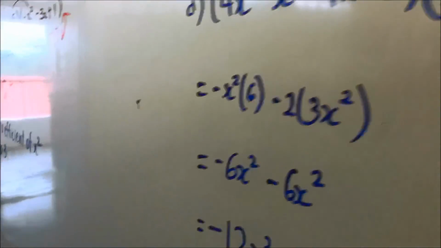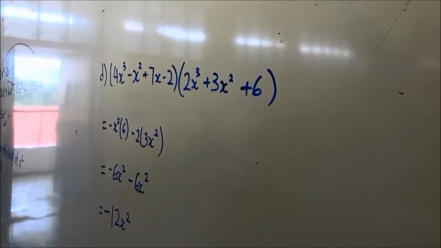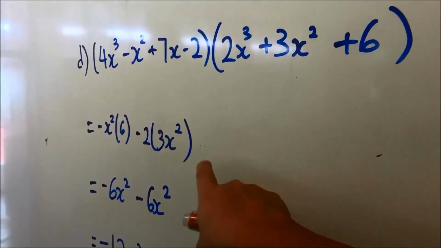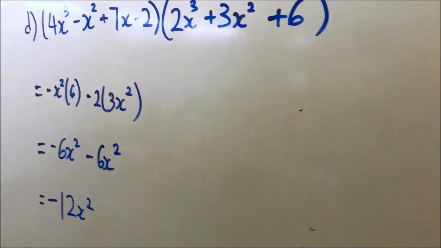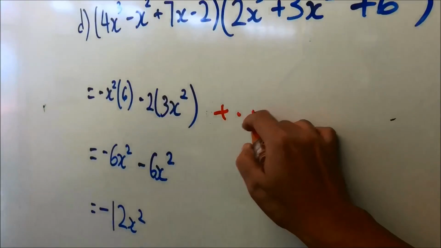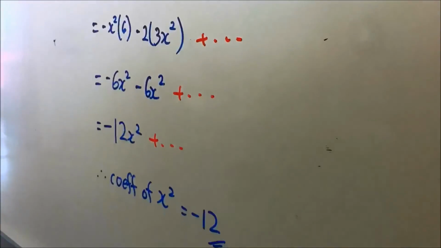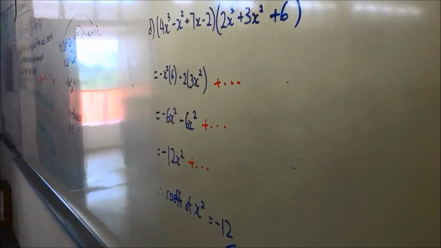Okay? Let's take a look at this one done by Hannah. Same thing over here. When you multiply the two expressions, they are not equal to just negative 6x squared. So there's the presence of the plus dot dot dot, plus dot dot dot. You have to put it. Then therefore the coefficient of x squared is negative 12.